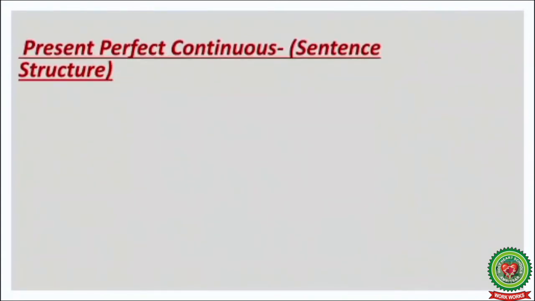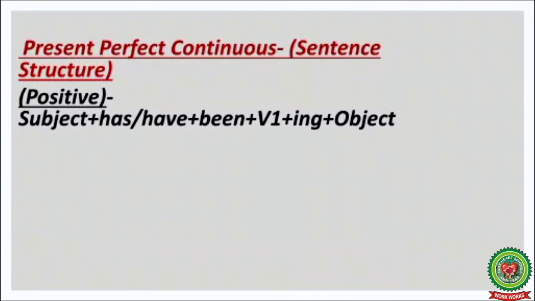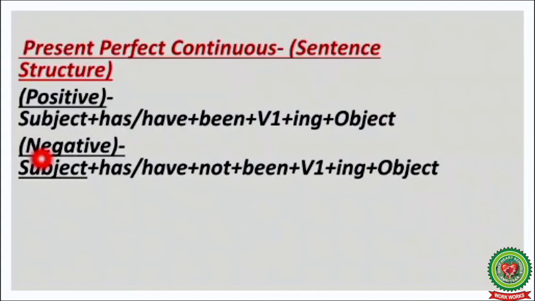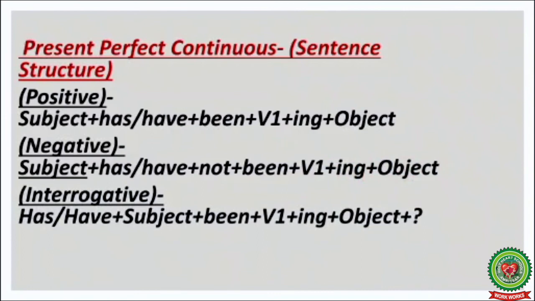Now students, come to present perfect continuous tense. Let's quickly do the sentence structure. In the positive sentence, the structure is subject plus has or have plus been plus present form of the verb plus ing plus object. In negative, it is subject plus has or have plus not plus been plus present form of the verb plus ing plus object. In interrogative sentence, the structure is has or have plus subject plus been plus present form of the verb plus ing plus object plus question mark.